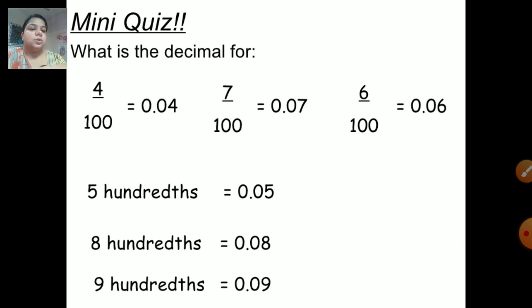So again, this is a small quiz. 4 upon 100 will be 0.04. 7/100, 7 upon 100, what will it become? It will become 0.07. Then again 6/100, this will become 0.06. And if you have decimals in words and you have to write them in decimals, 5 hundredths will become 0.05, 8 hundredths, 0.08, 9 hundredths, it will become 0.09.